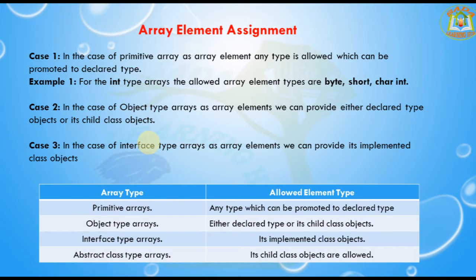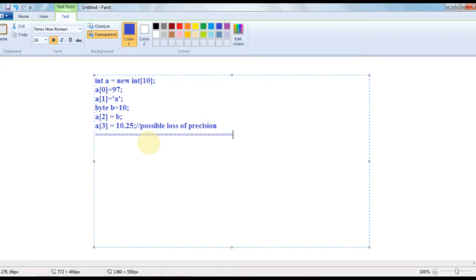Case number 2. In the case of object type arrays, as array elements we can provide either declared type objects or its child class objects. I'm giving you one more example here regarding case 2. I may create an object array. Object is a superclass of all classes. Object a is equal to new Object of 10, for example.